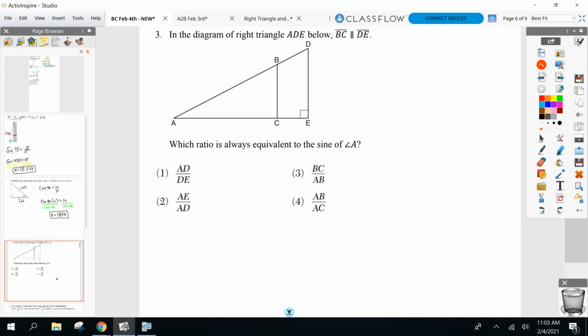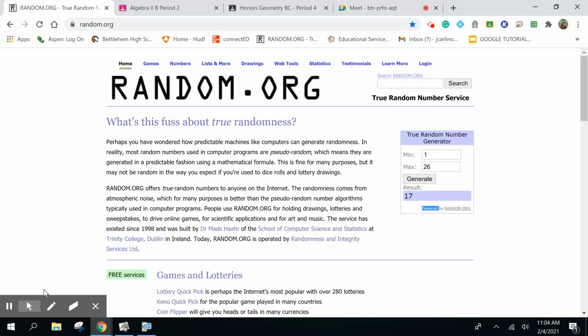All right, last one here. A little bit different. I actually don't need to find a side length. Let's see. Yep, triangle ADE, BC parallel to DE. Wonder why they gave me that, but hey, we'll talk. What ratio is always equivalent to the sine of angle A? All right, so sine. Somebody tell me, what's the sine ratio equal to as far as opposite, adjacent, hypotenuse? Let's start there. Kyla, what's the sine ratio equal to?